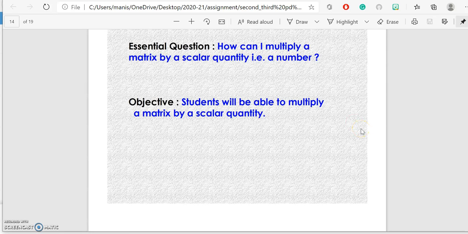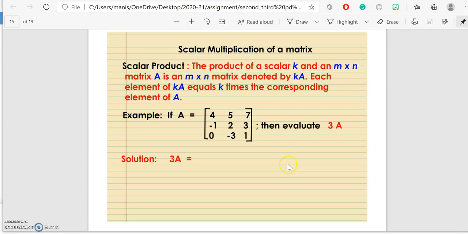Essential question of the day: how can I multiply a matrix by a scalar quantity, that is, a number? Objective: students will be able to multiply a matrix by a scalar quantity. Scalar product: the product of a scalar k and an m by n matrix A is an m by n matrix denoted by k times A. Each element of k times A equals k times the corresponding element of A.